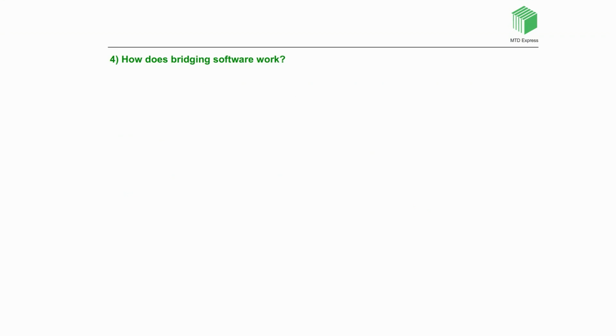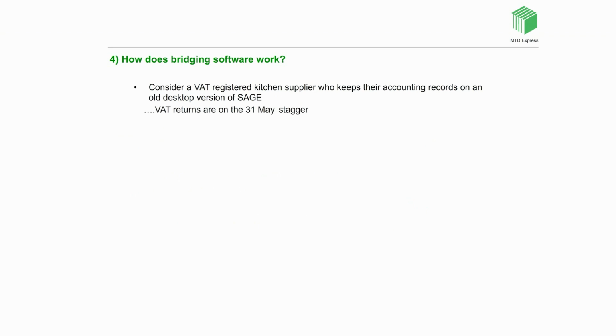So how does bridging software work? Well, let's consider a VAT-registered kitchen supplier who keeps their accounting records on an old desktop version of Sage, for example. They are compulsory registered with their VAT return stagger to 31st of May. Currently, the software produces a VAT return which the business manually enters into the government gateway. Now see, that element has to cease under MTD. You cannot manually enter numbers into the government gateway.